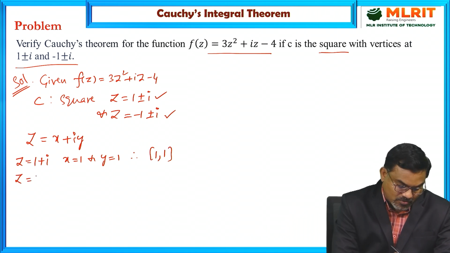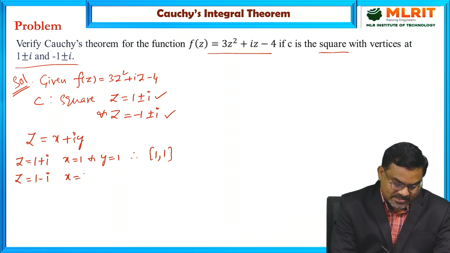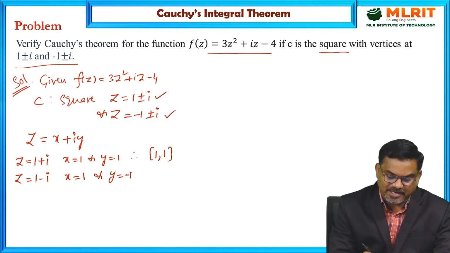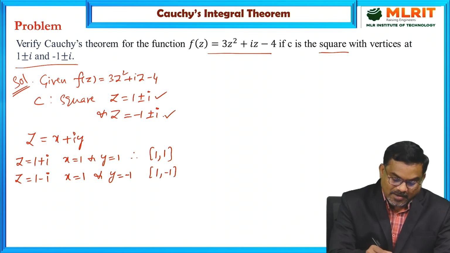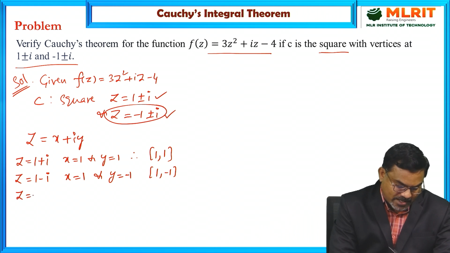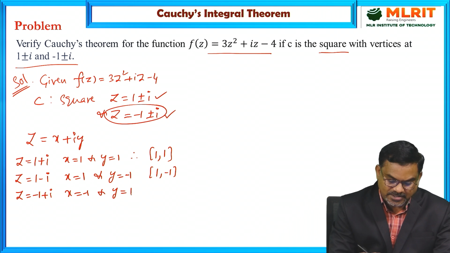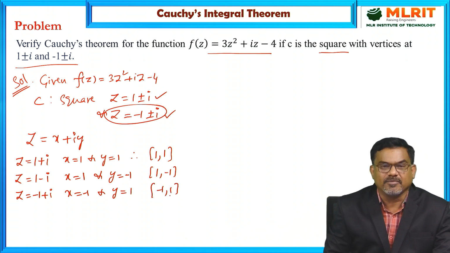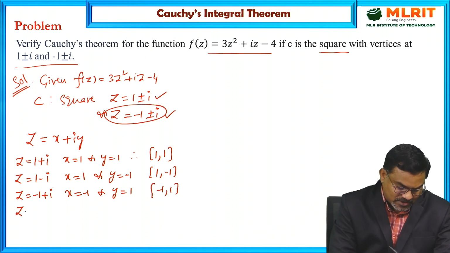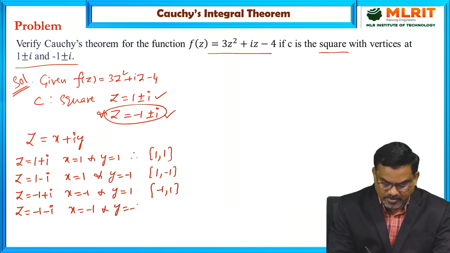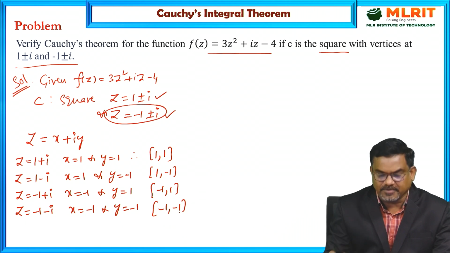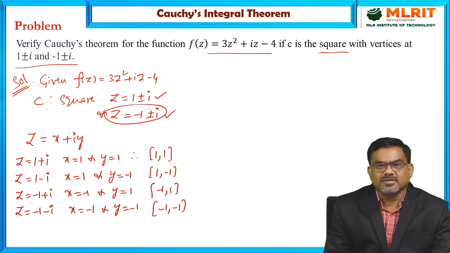Similarly, if you consider 1 minus i, here x is 1, the real part, and y equal to minus 1, which is the imaginary part. So, 1 comma minus 1 is another vertex. Coming to z equal to minus 1 plus i, here x equal to minus 1 and y equal to plus 1, so the point is minus 1 comma 1. Similarly, the last one, minus 1 minus i, is x equal to minus 1 and y also minus 1, so minus 1 comma minus 1. So, these are the vertices of the given square.